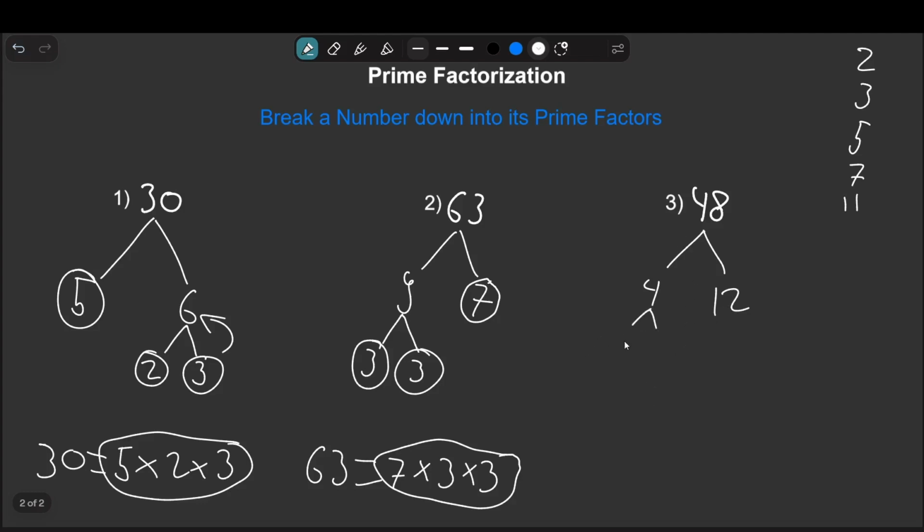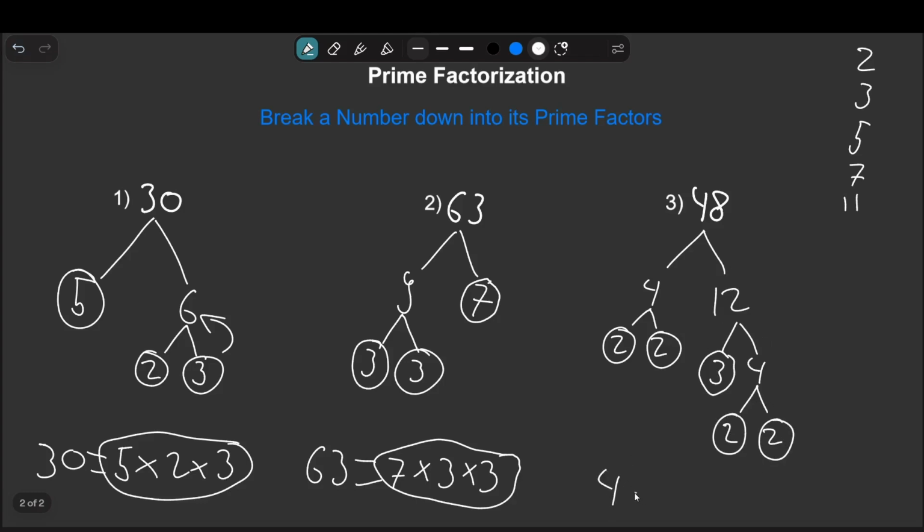So 4 is very easy. You can just do 2 times 2. These are both prime numbers, so we're done with this side. So let's break down the 12. Now, for the 12, we know that 3 times 4 equals 12. 3 is already a prime number, but 4 is not. So we have to break down the 4 one more time to 2 times 2, which equals 4, and we get our two last prime numbers.